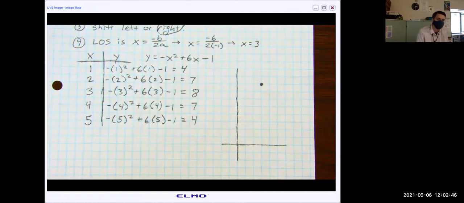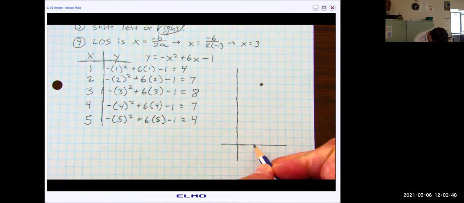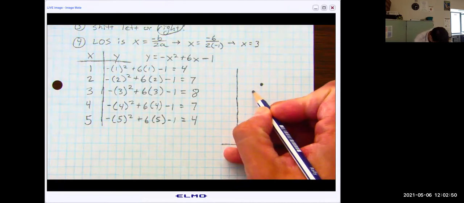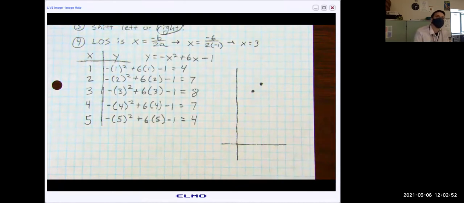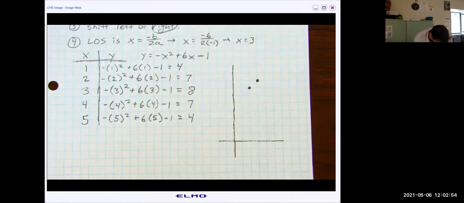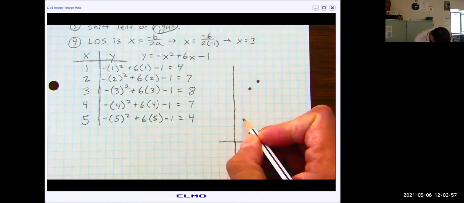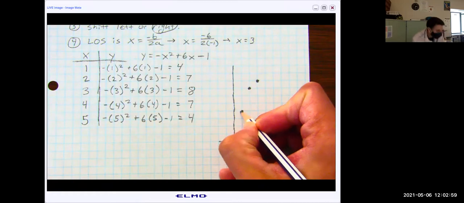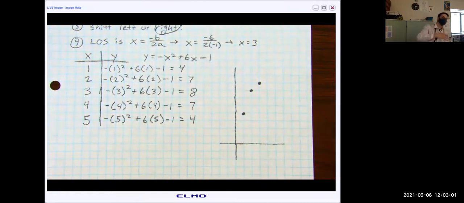And then when x is 2, y is 7. So over 2 up 7 will be right there. And when x is 1, y is 4. So up 1, 2, 3, 4, like that. So that's everything on one side, and then there should be everything on the other side too.